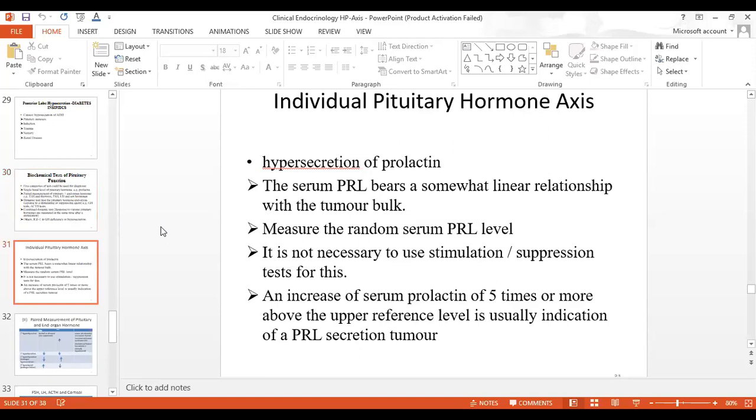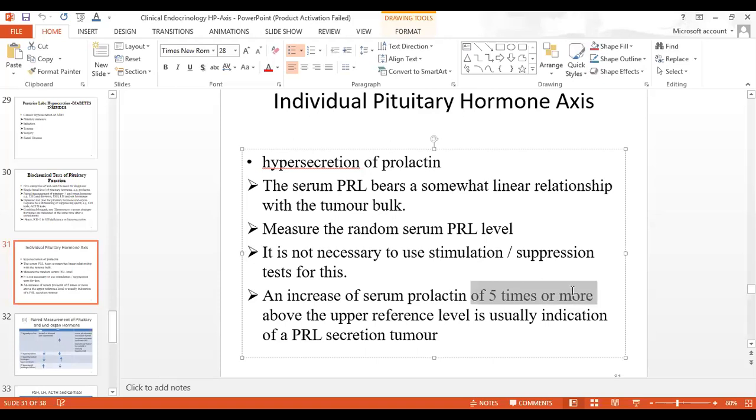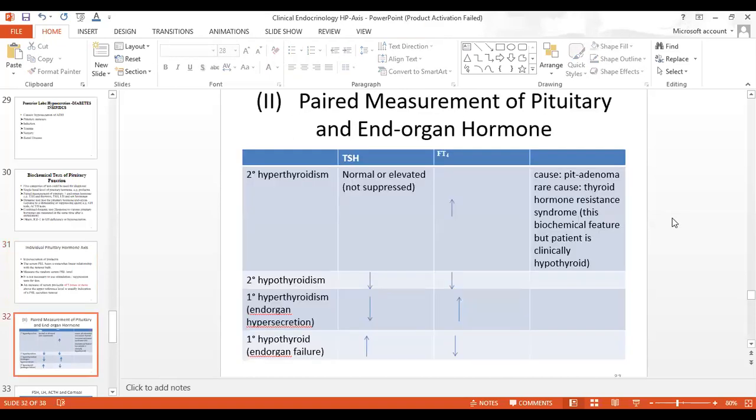So prolactin, as I've already mentioned, you just measure the prolactin levels. You just measure it raw like that. You don't need to do any stimulation test or suppression test. If you have prolactin 5 times or more than the upper limit, then you can say that there's a tumor somewhere. Good. I'm not going into detail.